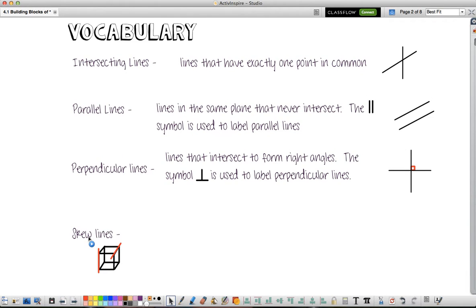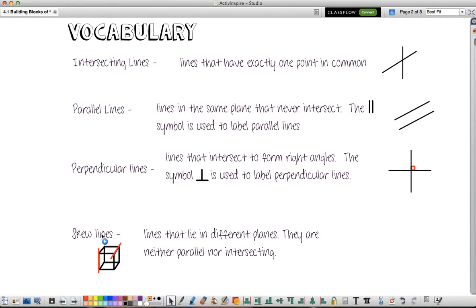Skew lines are a little bit complicated, so here's where they differ from parallel lines. They lie in different planes, so that's an important part here. They lie in different planes. When they're parallel, they lie in the same plane.